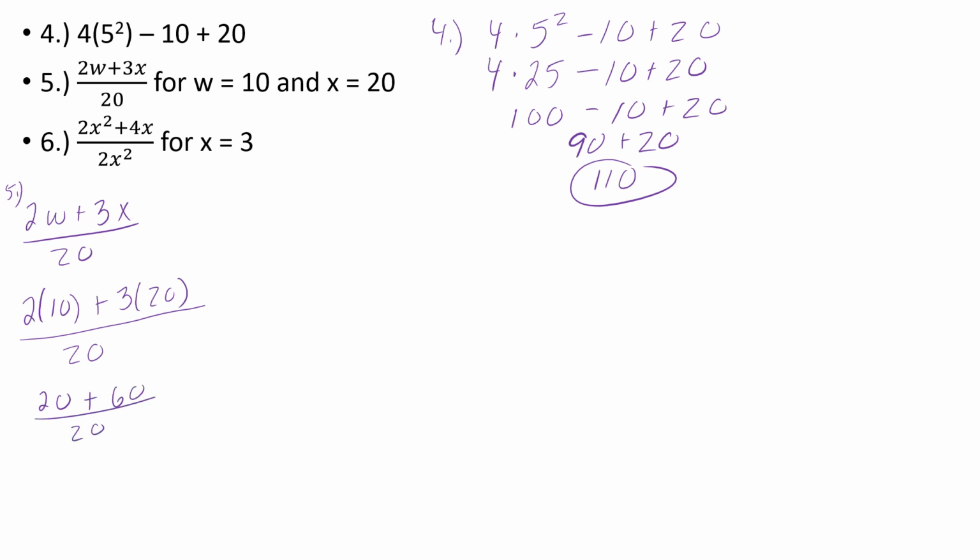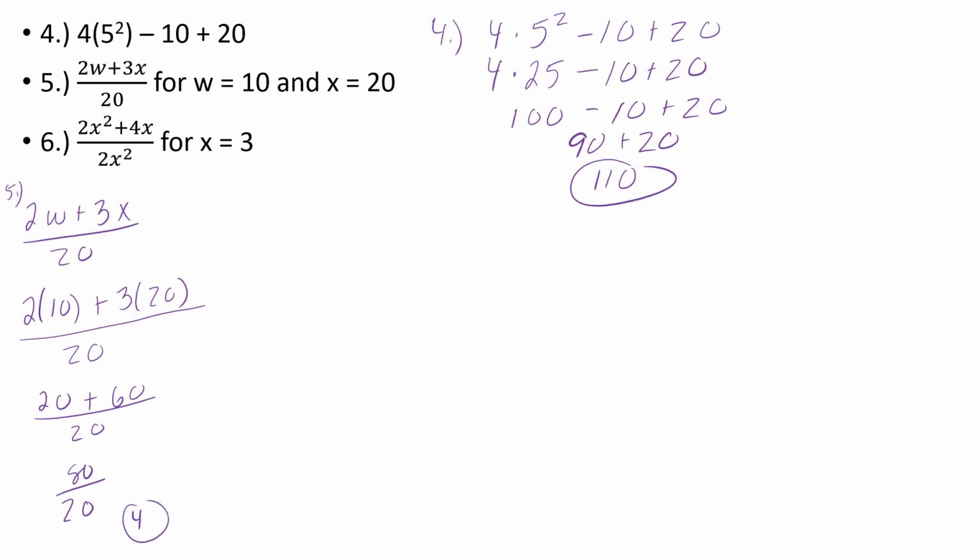And you're like, oh, wait a minute, I can cancel some stuff out. Nope, don't cancel anything out yet. We have to finish what's being done in that numerator first. So 20 plus 60 is 80. And only then can we actually do that division out and say 80 divided by 20 is 4. Right, so double check your work.